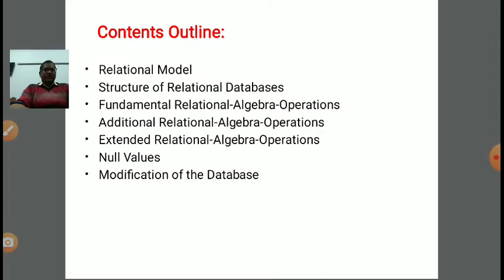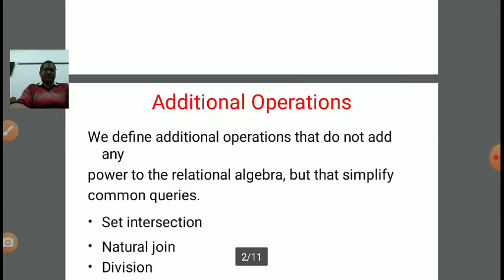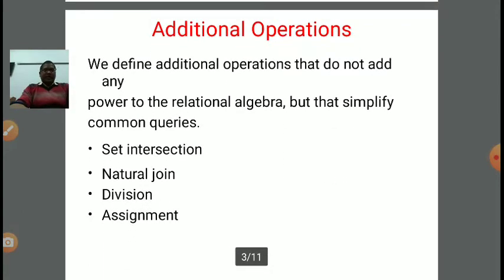Now in today's lecture we will be discussing some new relational algebra operations, like set intersection, natural join, division, and assignment. We define these additional operations that do not add any power to the relational algebra, but simply simplify the queries. If we use these additional operations in our relational algebra, then our query will be very simple, and access to the database will be very easy.